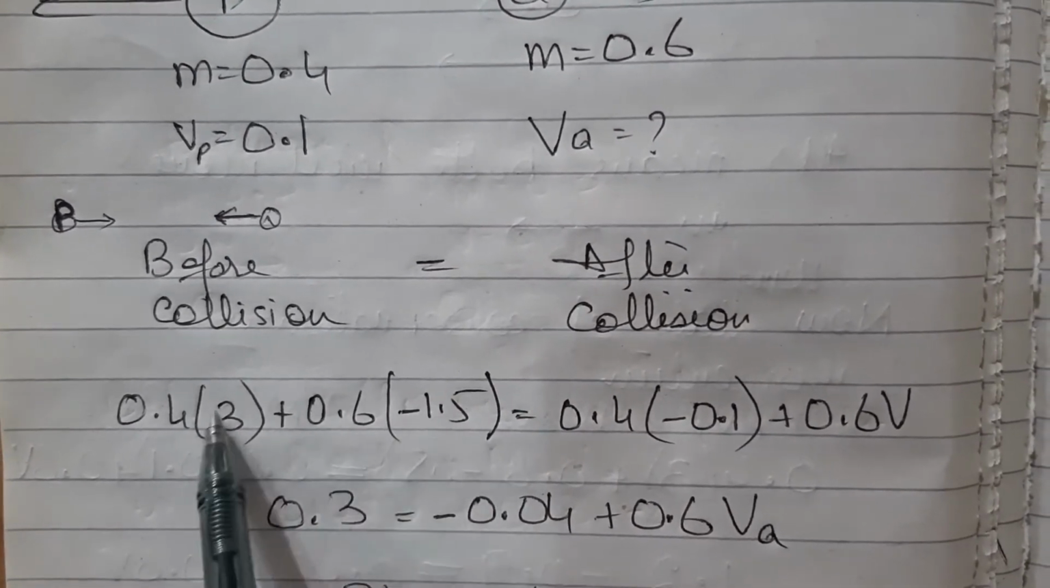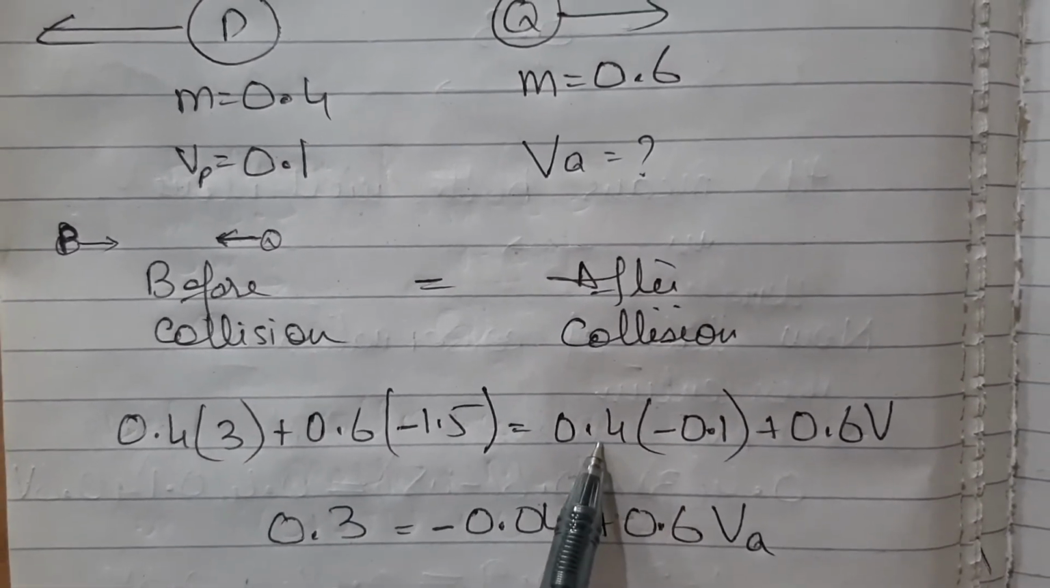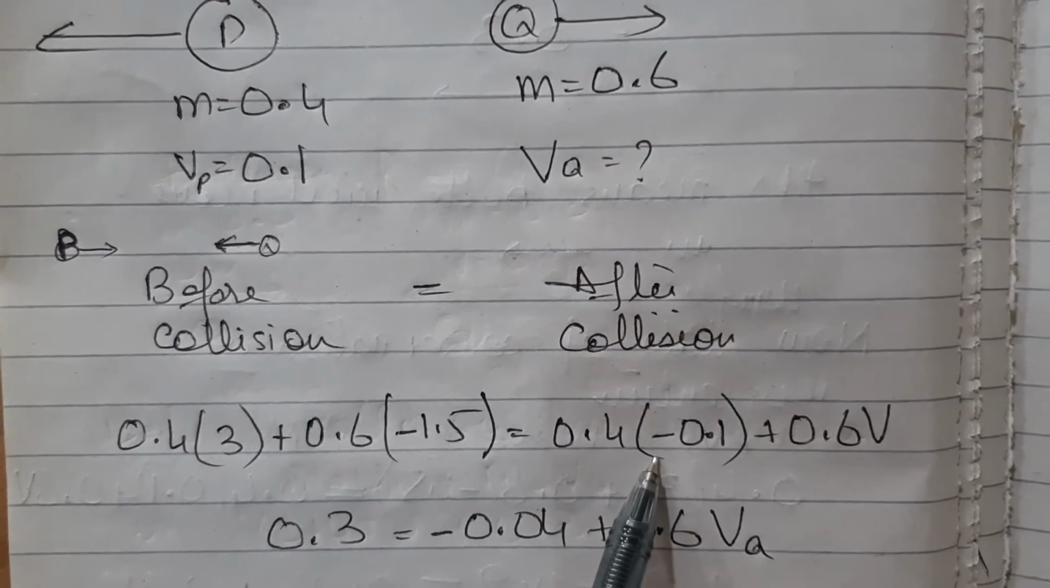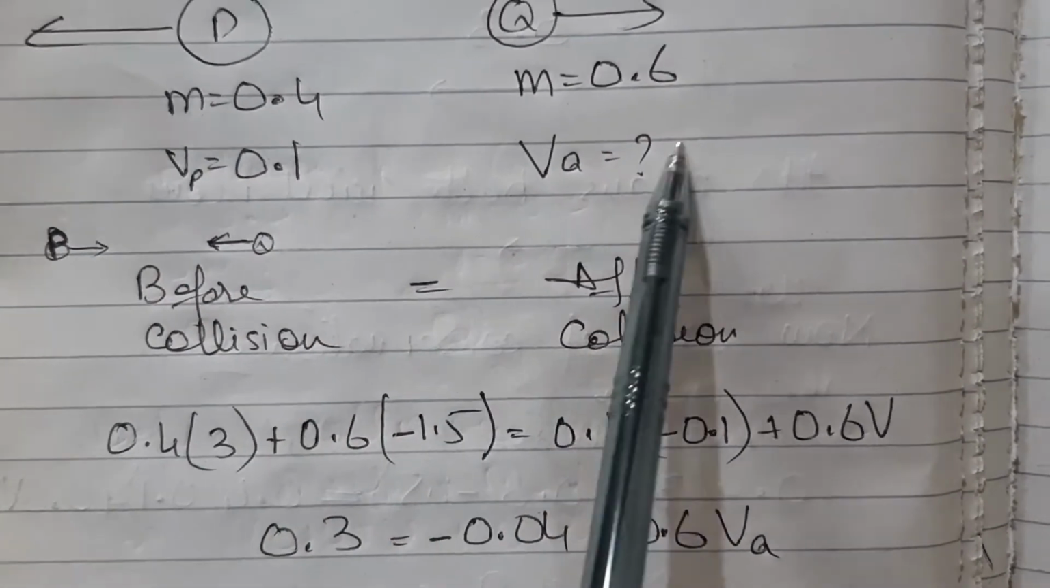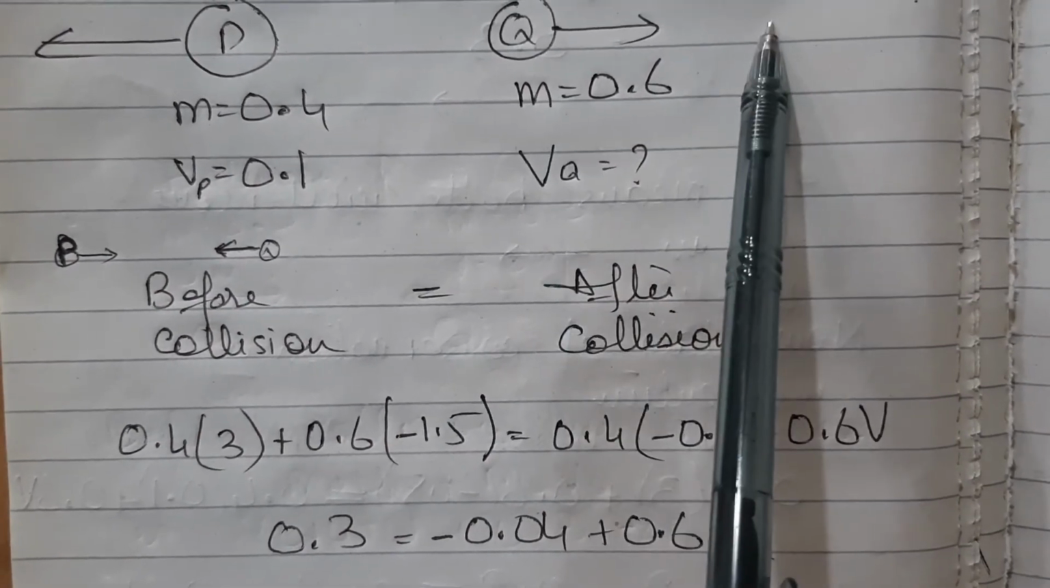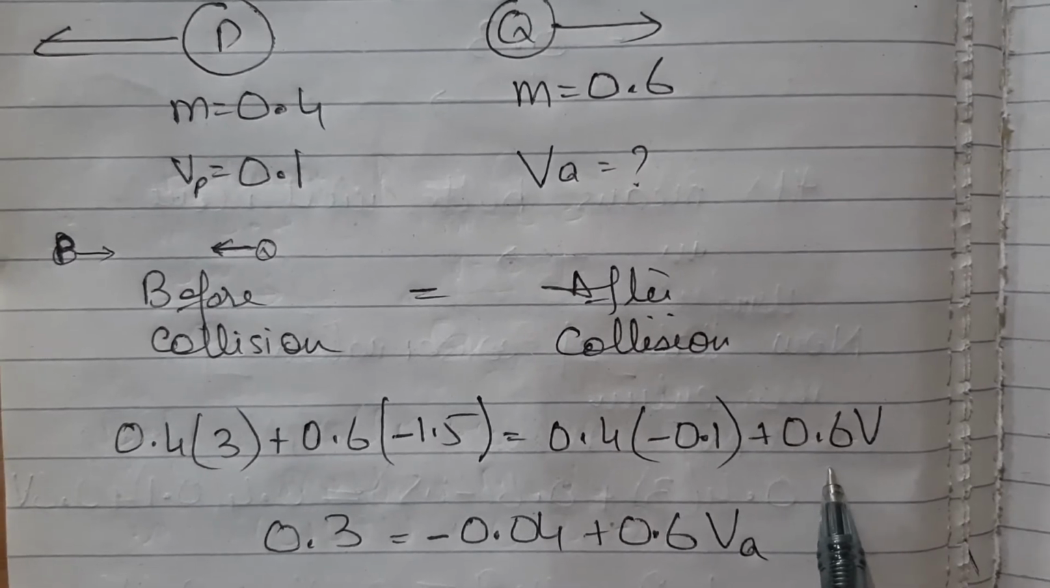So this is the scene before collision. Now after the collision, P is 0.4 into minus 0.1. The reason is it is going in the opposite direction, left hand side. And this one is going in this direction now, right hand side. So that's why I have written 0.6 into V.